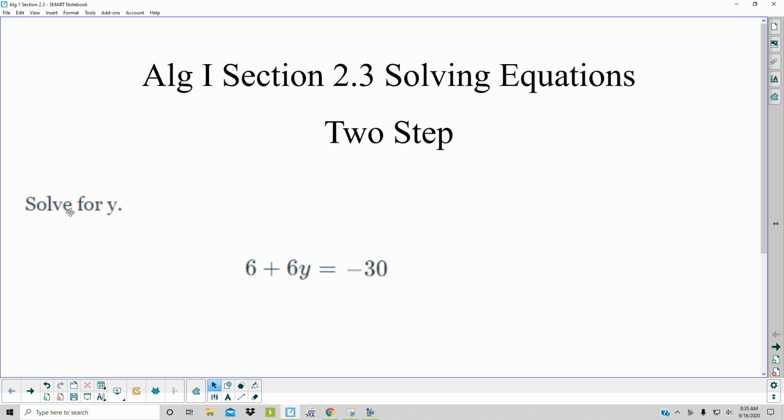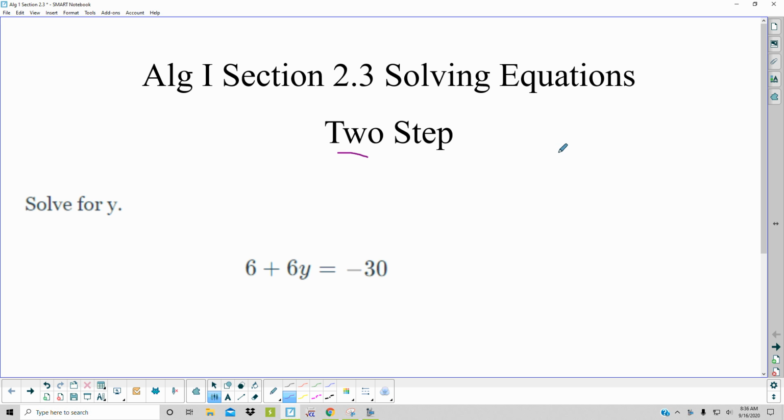Hello everyone, this is the video for As You Can Read section 2.3. It's on solving two-step equations. So just like the name implies, you're going to have to do two steps in order to solve it.